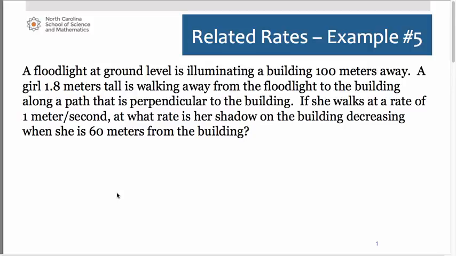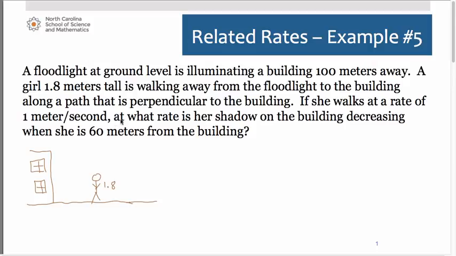So let's draw it out. Here's the ground. Here's the building. We'll add windows to the building. And suppose here's the girl. Now she's 1.8 meters tall. I don't think she's going to grow during the course of this scenario. So that is a constant value that we can put into our diagram right away.